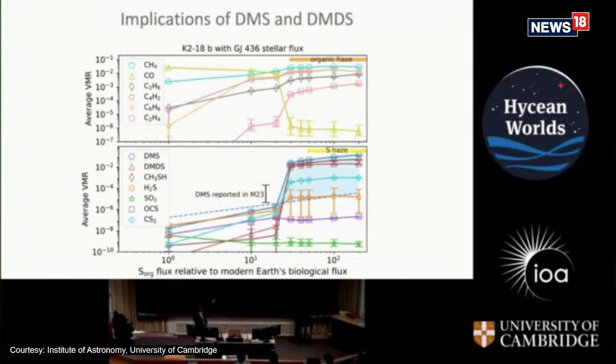Okay? So that was our previous constraint they used from our 2023 paper, and that's what they're saying, is that if you want to explain these abundances, you need at least 20 times or more Earth fluxes. And the observation we made and the retrieved abundances we made are consistent with that.